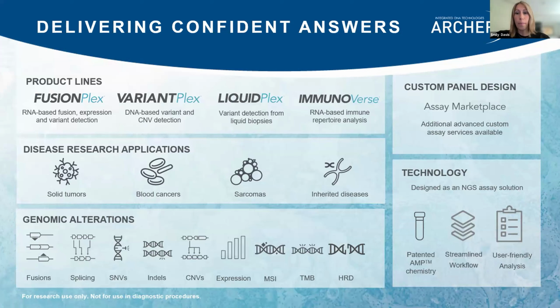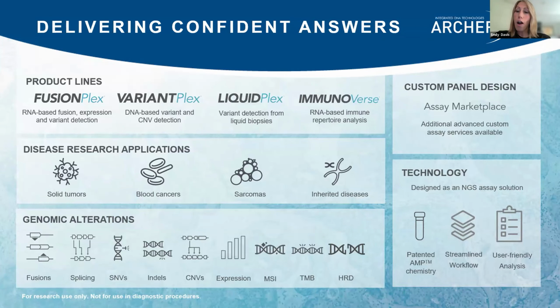Archer offers a technology platform for next-generation sequencing library prep and data analysis in an easy-to-use workflow. The Archer platform is powered by proprietary anchored multiplex PCR chemistry and co-optimized algorithms run on our purpose-built secondary analysis software. These elements come together to enable users to identify a variety of mutation types, including gene fusions, splicing events, SNVs and indels, CNVs, gene expression, SMI, TMB, and HRD.